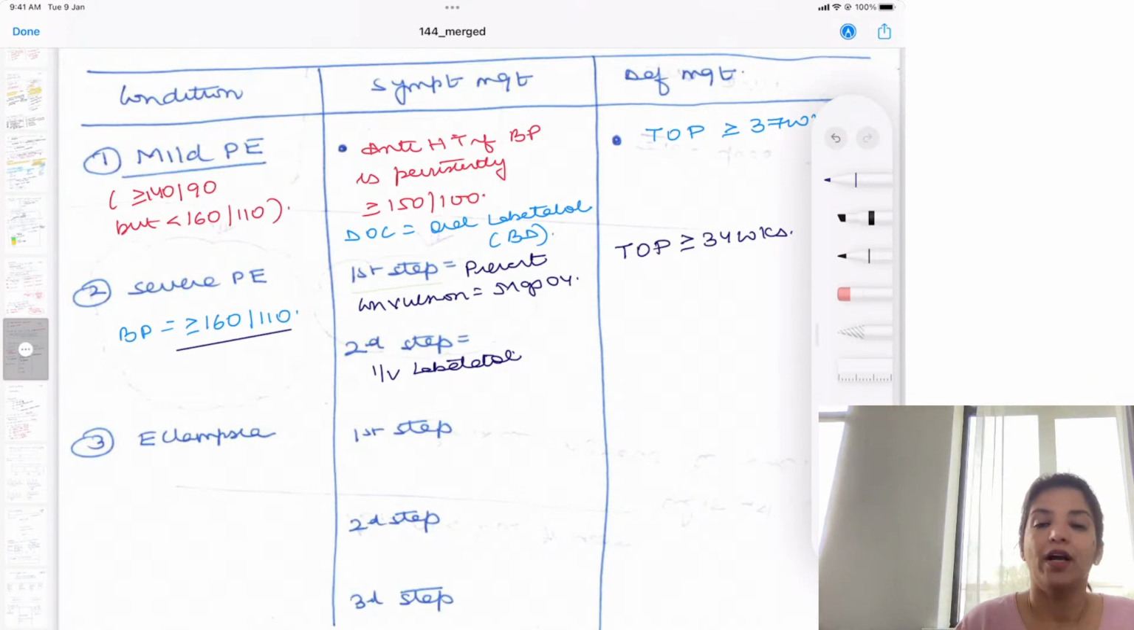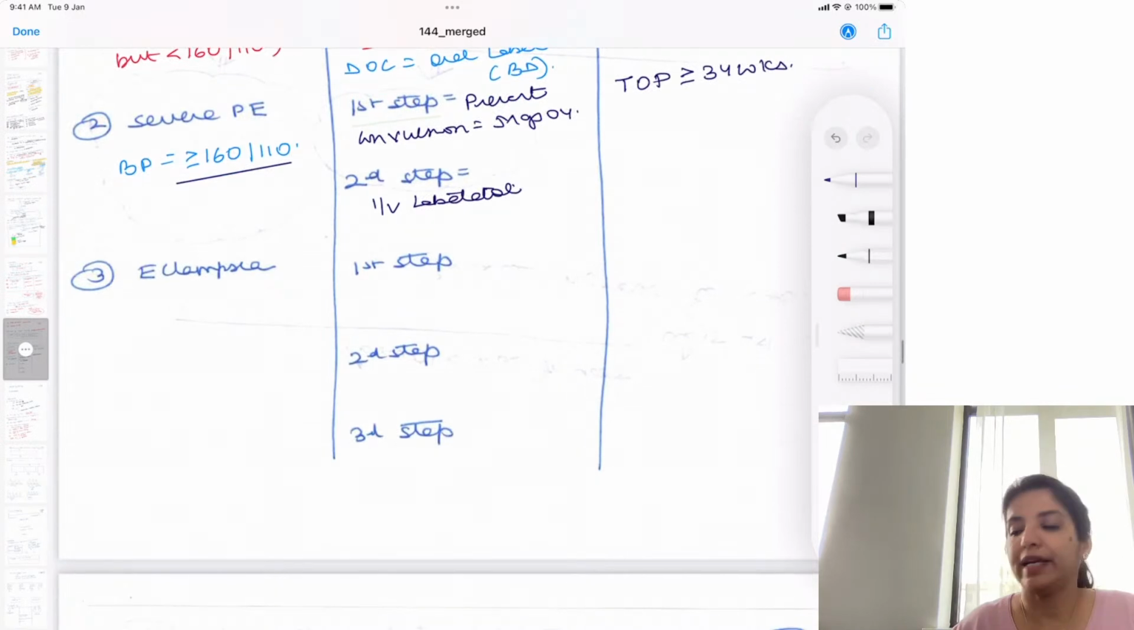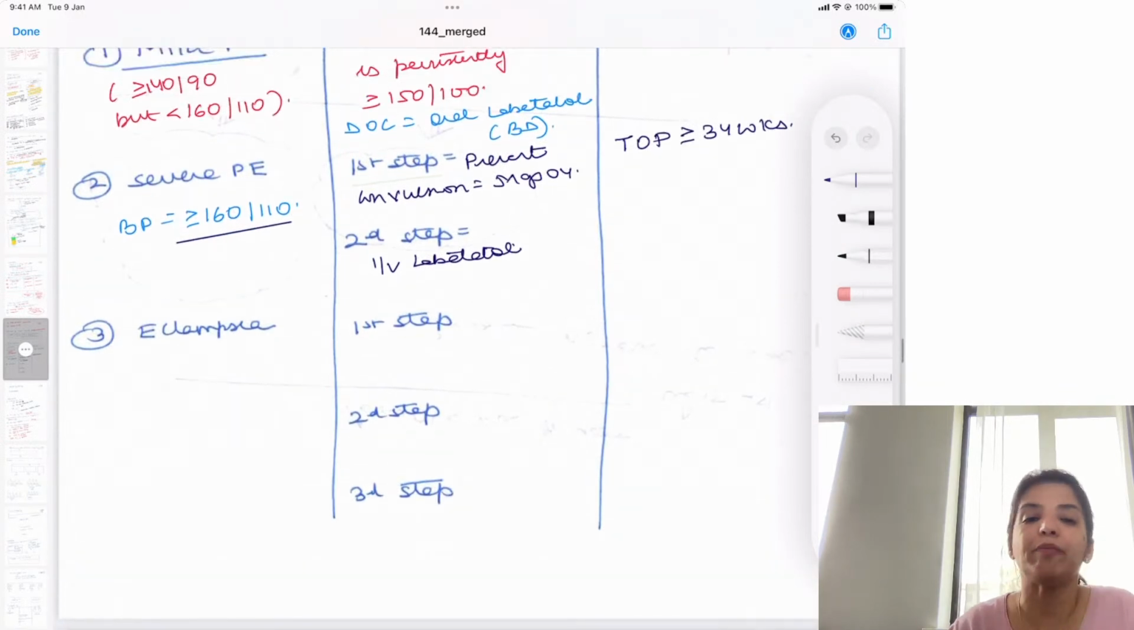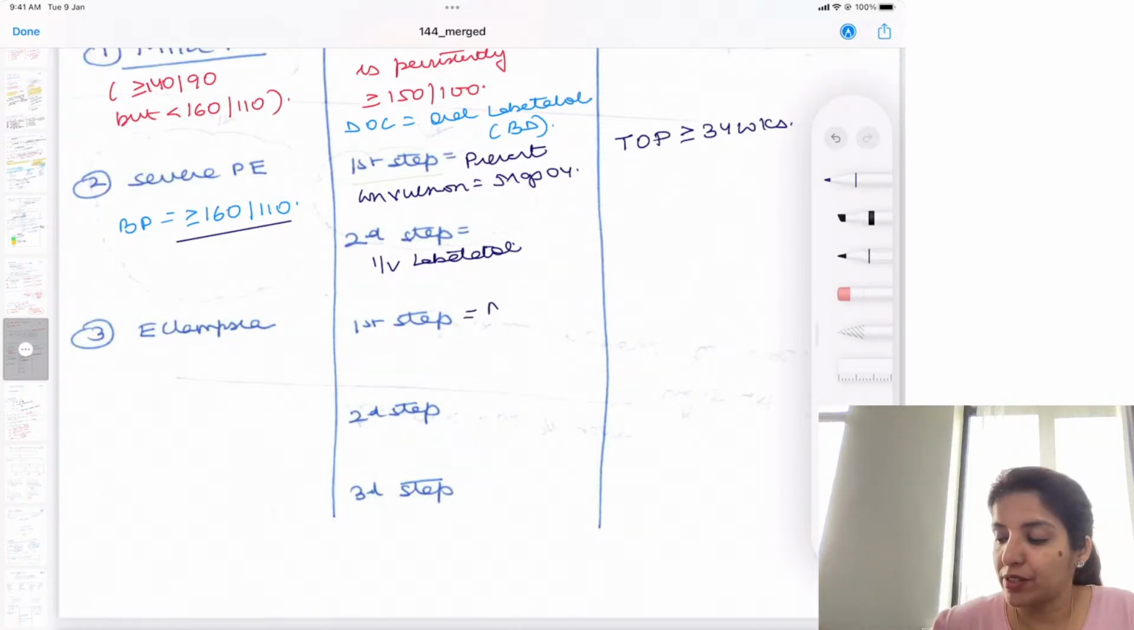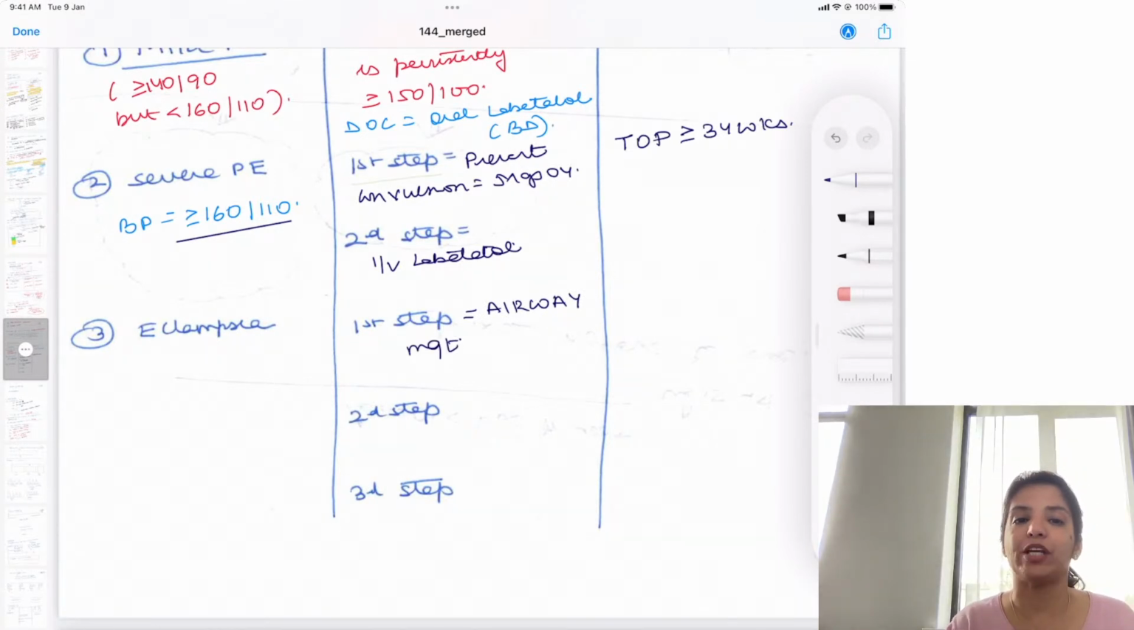Now, eclampsia patient. If an eclampsia patient has come, and a patient is coming throwing convulsions, then when a patient comes throwing convulsions, the tongue of the patient goes back and it blocks the airway, right? So the first step is airway management. Do not say I'm going to give magnesium sulfate. Magnesium sulfate is the first step in severe preeclampsia. First step in eclampsia is airway management.